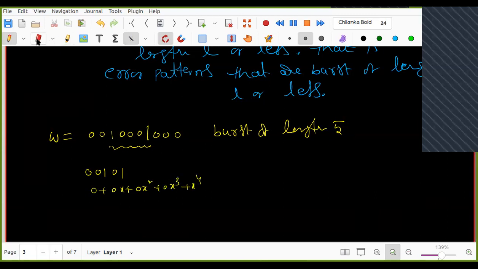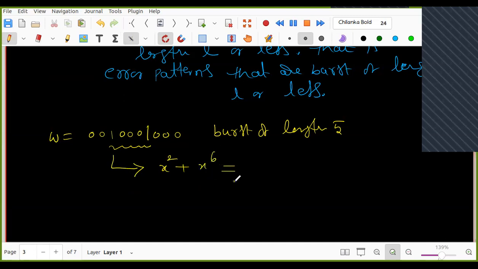We are converting this word into a polynomial, right? So like that, can you say the polynomial corresponding to this? X square plus X power 6. So 0 into 1 plus 0 into x plus 1 into x square plus 0 into x cube, 0 into x power 4, 0 into x power 5, and x power 6. But how do you write this now? It is equal to x square into 1 plus x power 4, right?